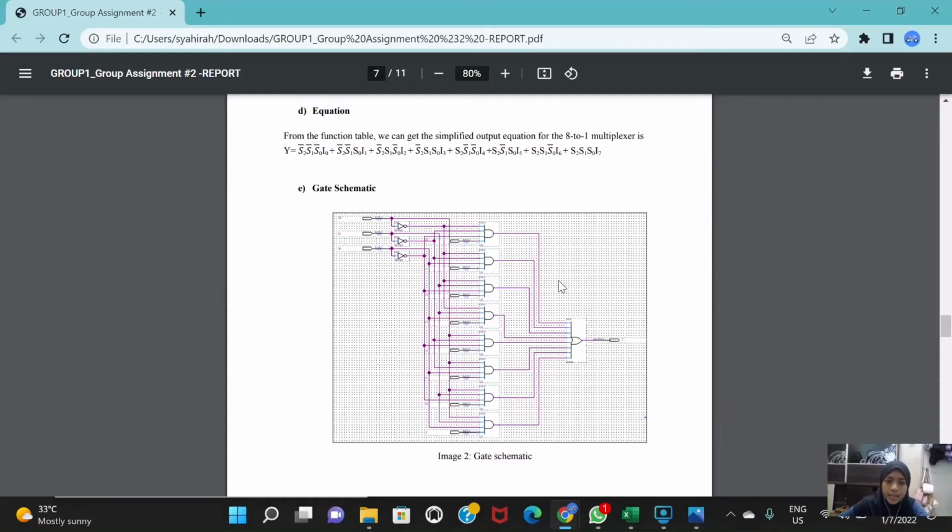Next is the gate schematic. This circuit has 8 AND gates and 1 OR gate. This is the data selector, as I said just now. If the data selector is 000, then it will choose I0 as the output.